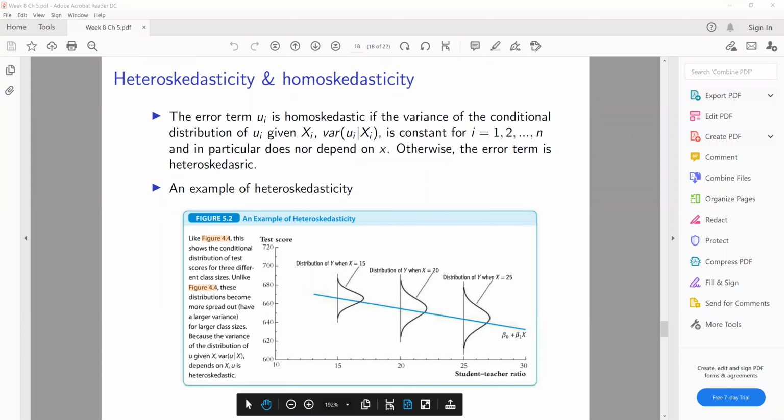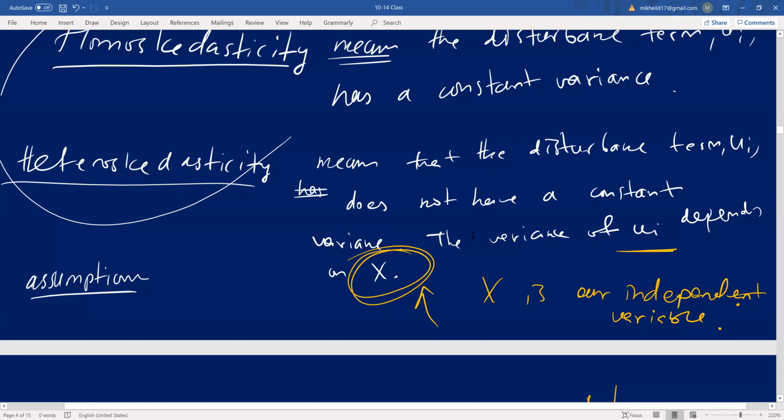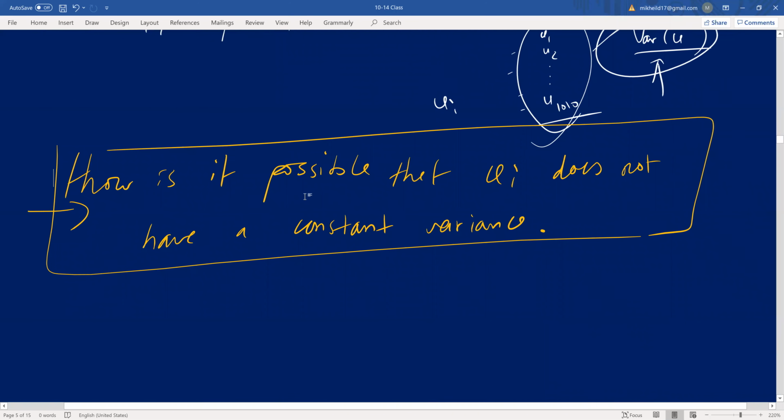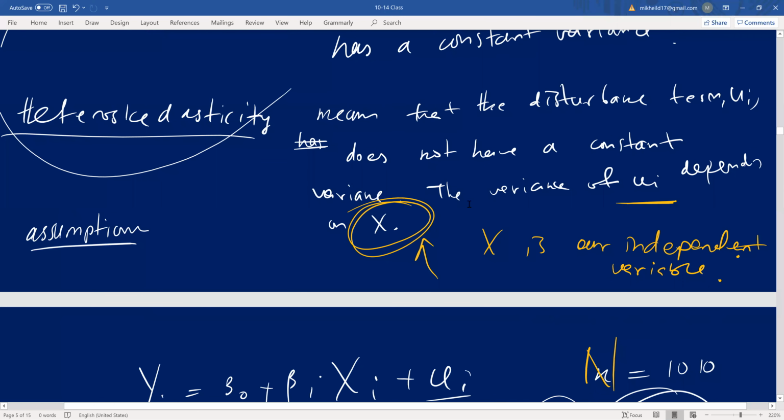So what I said is this. You asked how is it possible that the disturbance term U does not have a constant variance, and even before I said heteroskedasticity, which means that the disturbance term does not have a constant variance. It can be because the variance of U can depend on your X. X is our independent variable. Now let me share the screen again where we have the figure.